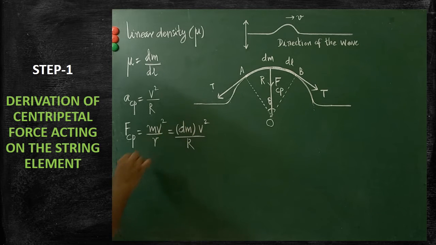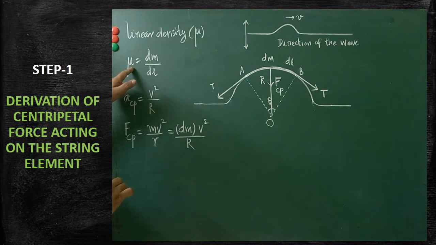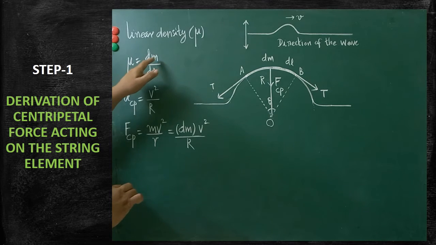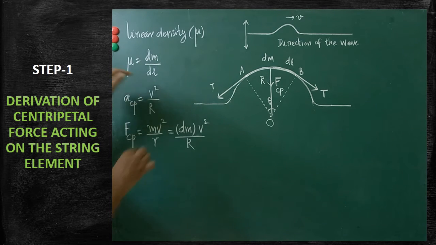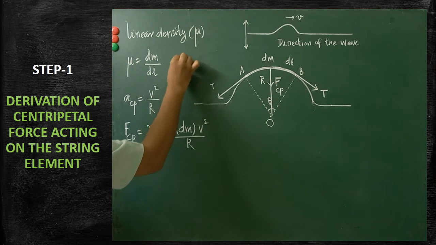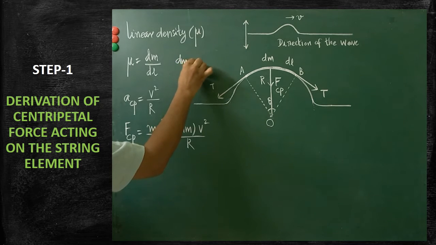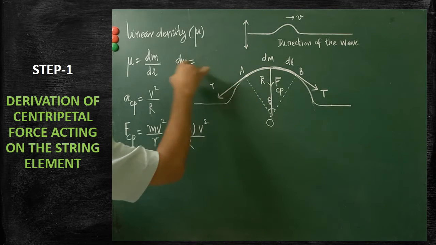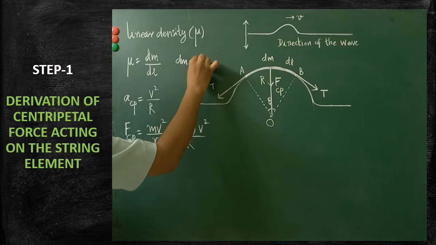Understood? Any doubt on this? Already you have written the formula for mu. Mu is equal to dm by dl. From that we are able to write the expression for dm. What is dm? The mass of the part of the arc is called dm. dm is equal to mu into dl is the formula.